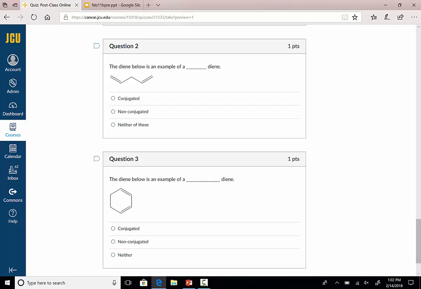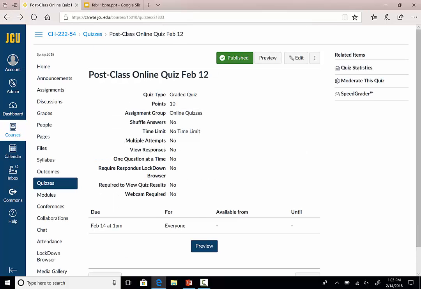Aaron? Same thing as non-conjugated, but if you put neither of these because it was isolated, then you'll have to send me an email. But that's only if you had neither of these. And then we'll pick up with the questions from the 14th one because that's where we need to start.